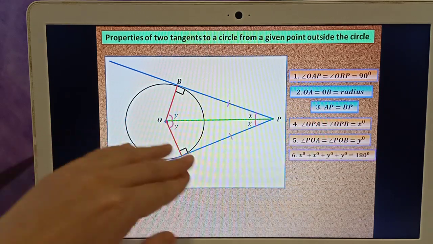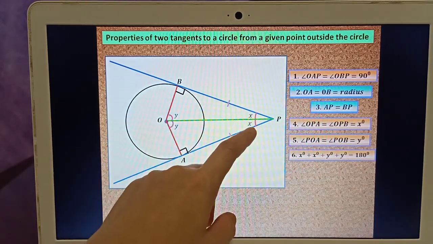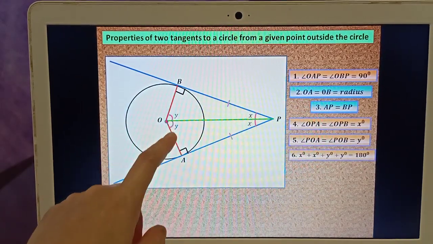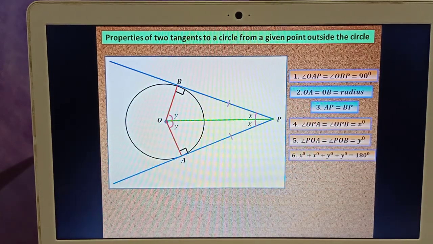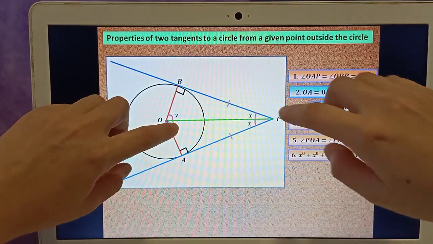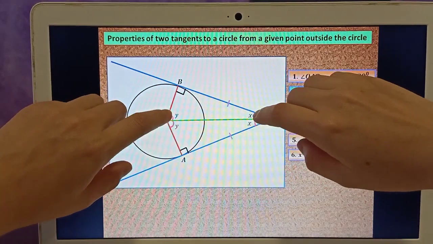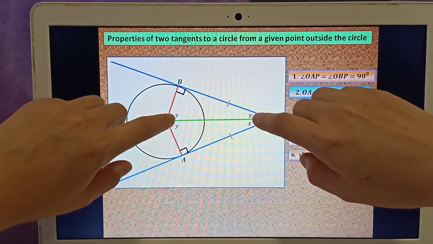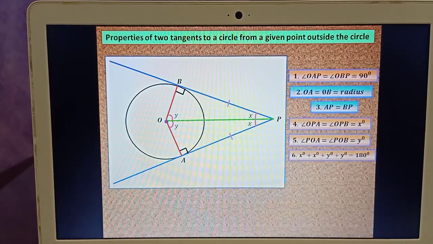Now, what about if I sum up 2x and 2y here? I will get 180. So it means that this angle and this angle are opposite to each other, so their sum will be 180.